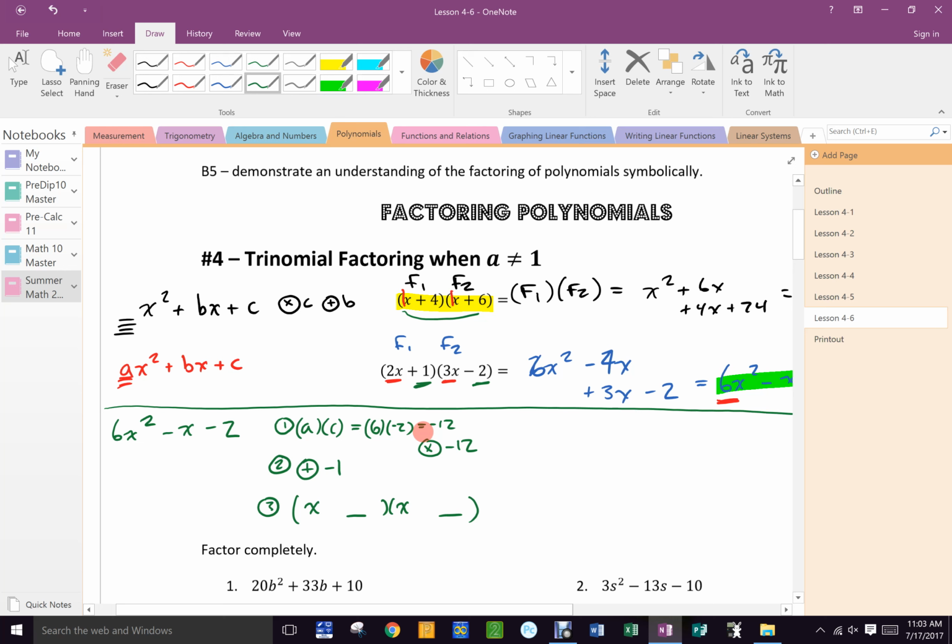What are the factors of 12 that will get me to negative 1? Is it 1 and 12? 1 and 12 will get me to negative 1, no. Is it 2 and 6? Is it 3 and 4? Yes. How do I get to negative 1? I must need positive 3 and negative 4. Does everyone agree to there? I have the numbers that multiply to 12. I have the numbers that add to negative 1, correct?